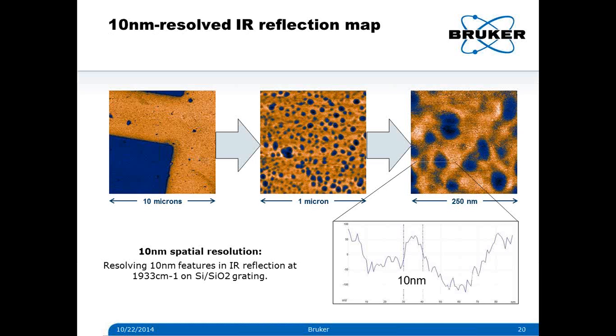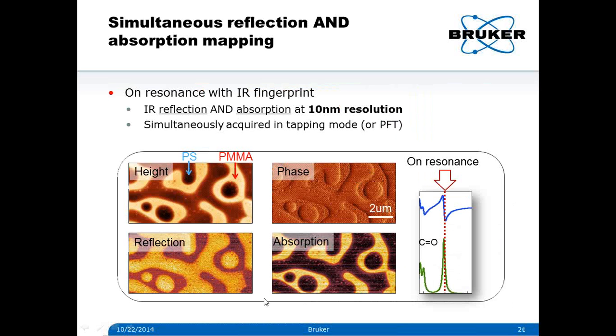Now, let me introduce some capabilities of our techniques. First, I want to show you that we have very high spatial resolution, down to 10 nanometer. This is highlighted here. We have a silicon and silicon dioxide test grating, where the bright area is silicon. If you zoom in, you see these inhomogeneities in silicon. If you zoom in further, you can see them even better, and we have a resolution down to 10 nanometer here. So very high.